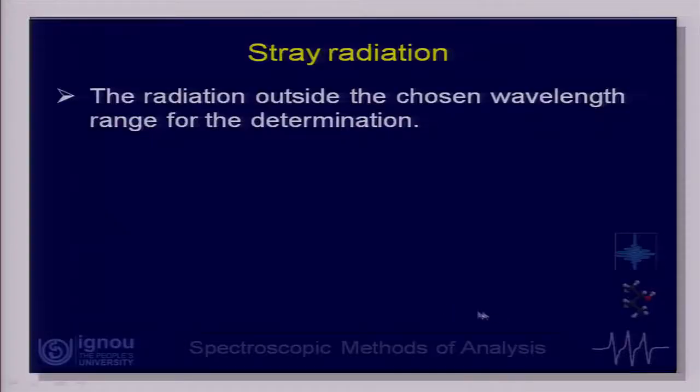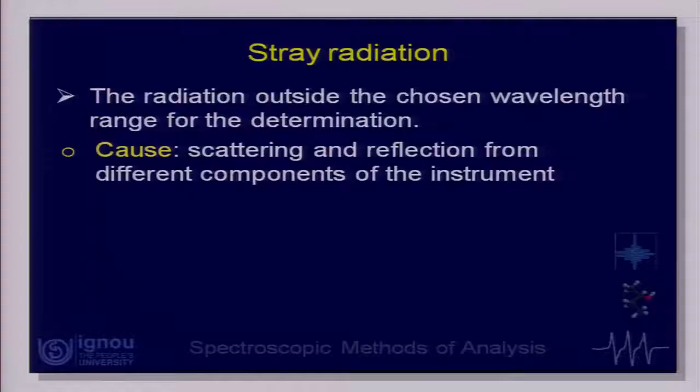Let us go further and talk about stray radiation. Stray radiation is radiation which is outside the chosen wavelength range for the determination. What it means is the following. Suppose I want to make a measurement from 300 nanometers to about 380 nanometers. This is the range I want to make the measurement over.